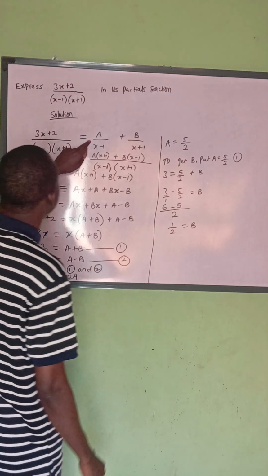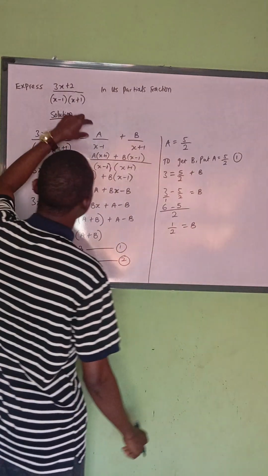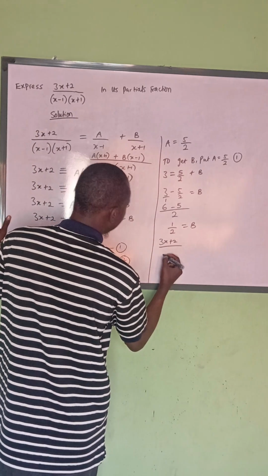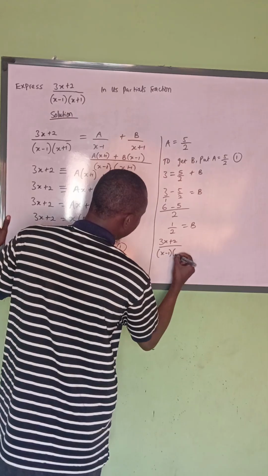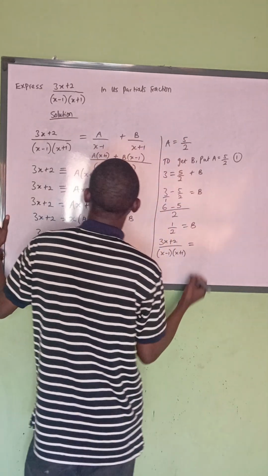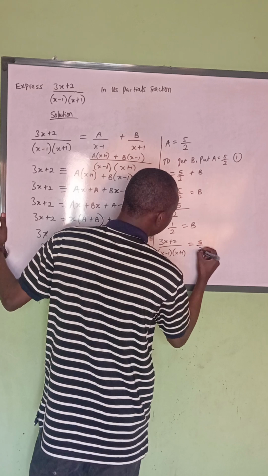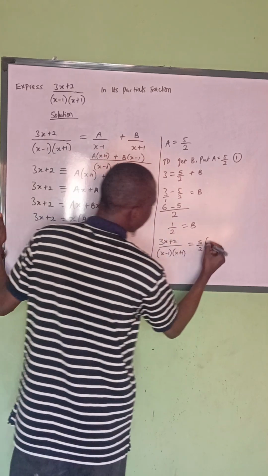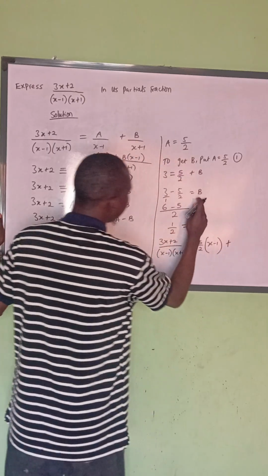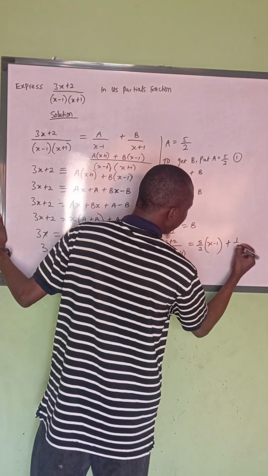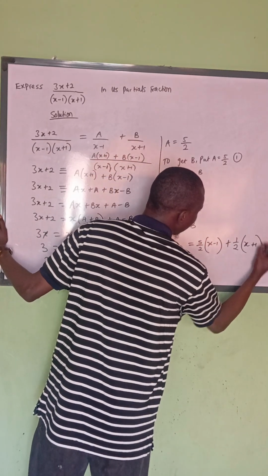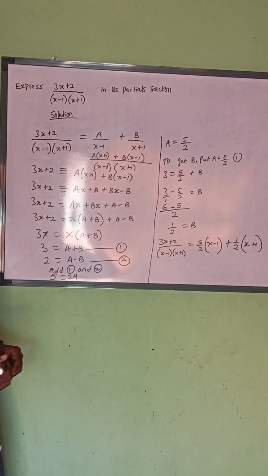Now let's go back to our partial fraction. So that means our 3x plus 2 divided by x minus 1, x plus 1 is equal to the value of A, let's substitute it: 5 over 2 times x minus 1, plus B, the value of B, which is 1 over 2 into x plus 1. So this is the final answer for this particular question.